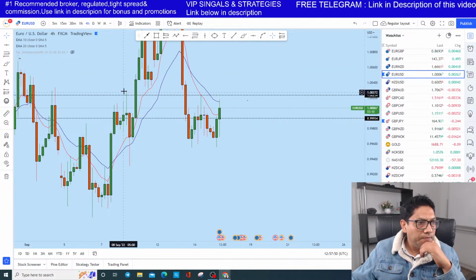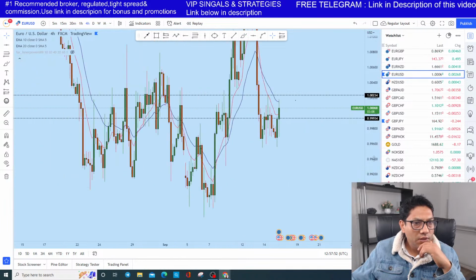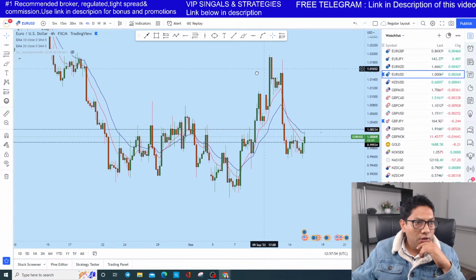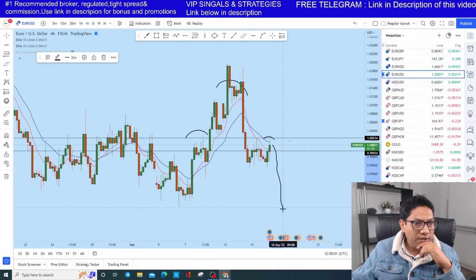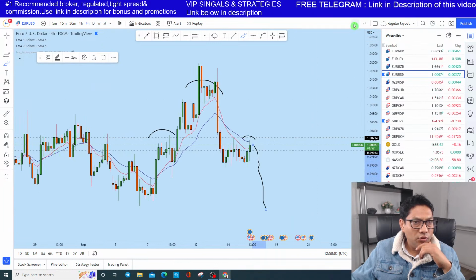So you see there is a kind of head and shoulders with this head, left shoulder and right shoulder. What I'm expecting is for euro dollar to melt down again.